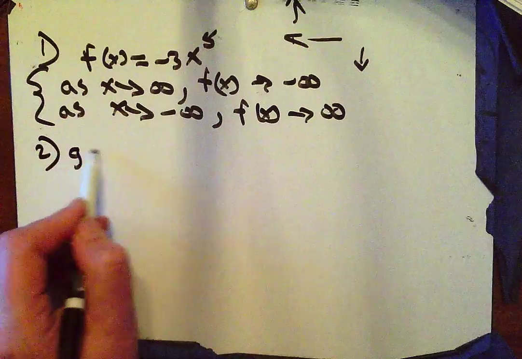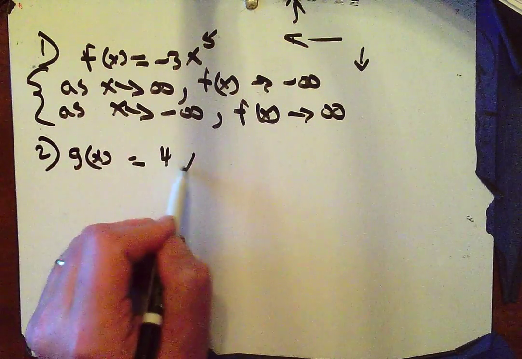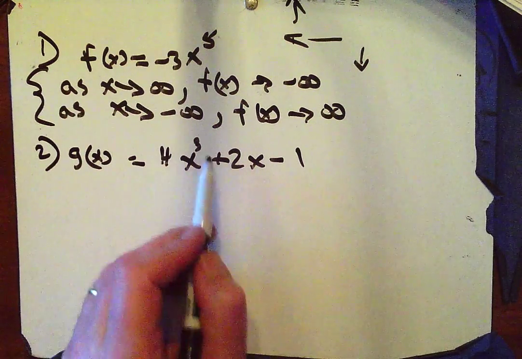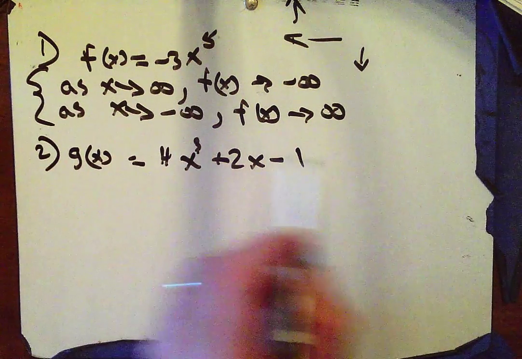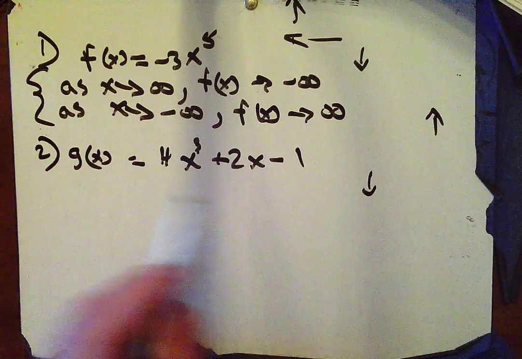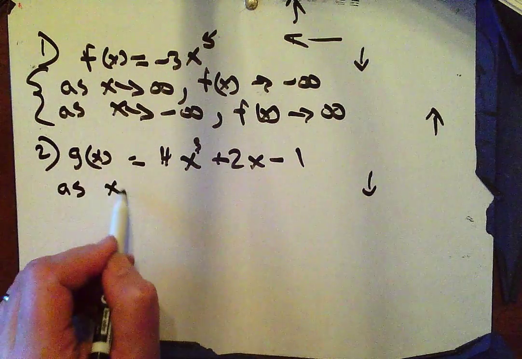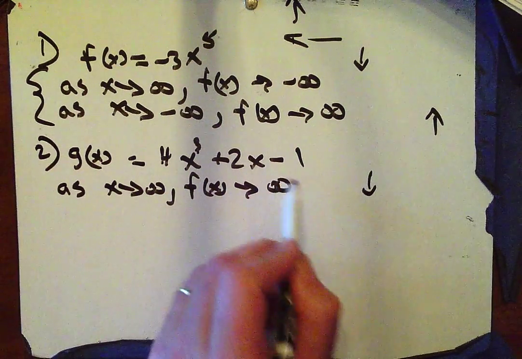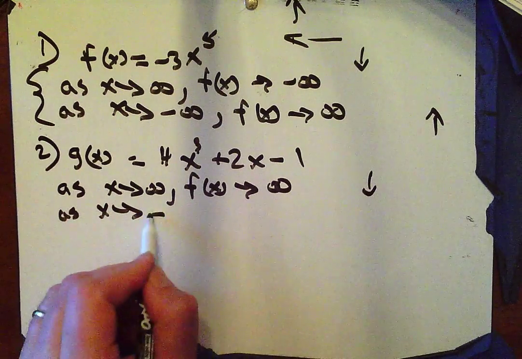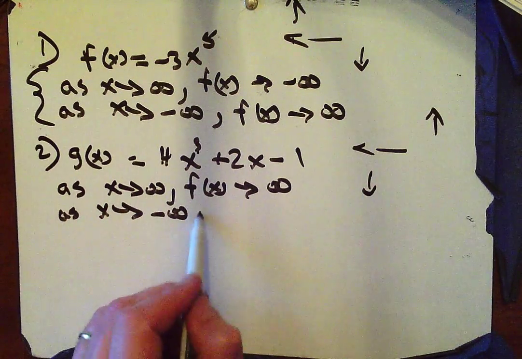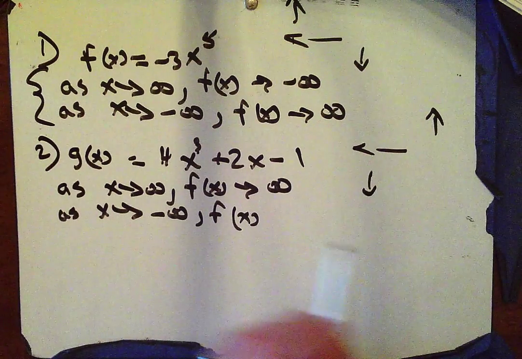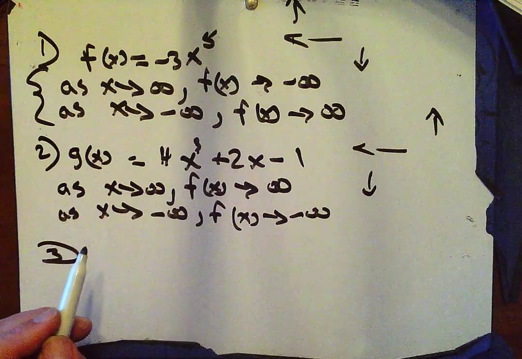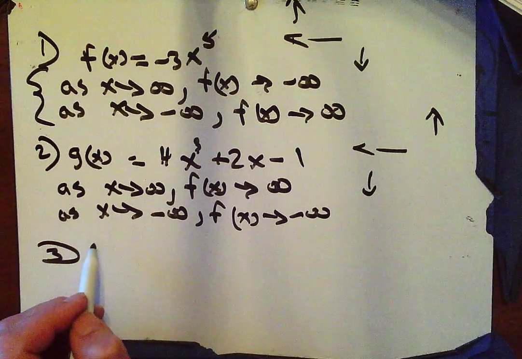2. G of x is given to us as 4x to the 3rd plus 2x minus 1. Positive leading coefficient, odd degree polynomial. So that's going to be going up over here and down over here. So we'll say as x heads to infinity, f of x heads to infinity. And as x heads to negative infinity, as we go this way, where's the function going? Down. Negative infinity.